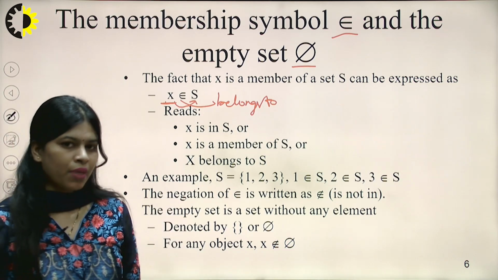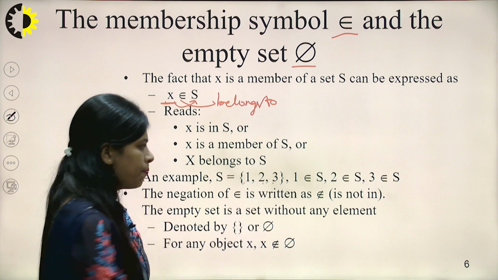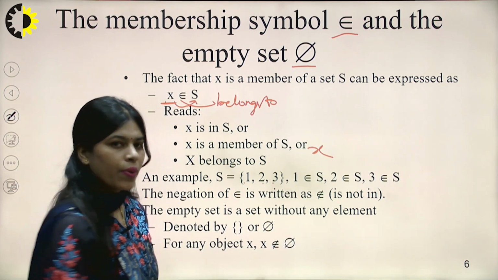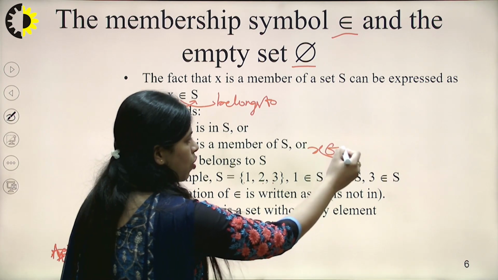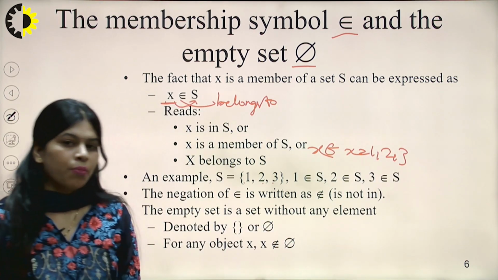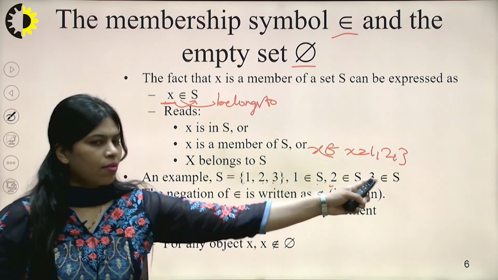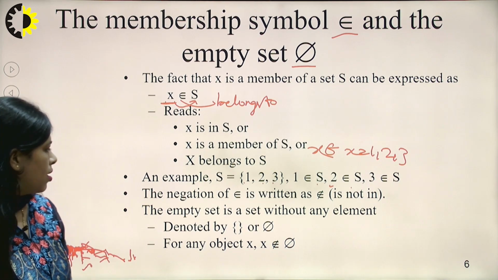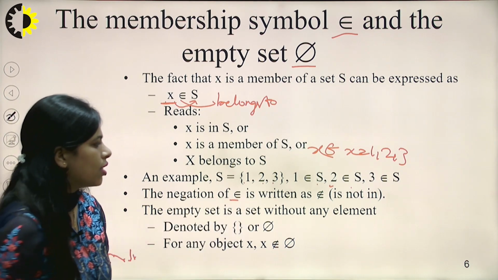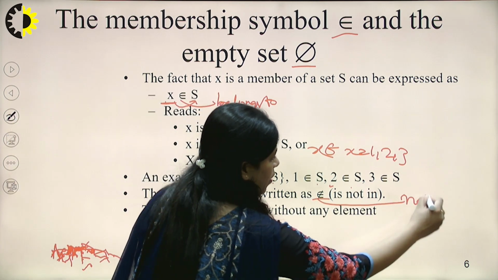Now I am taking an example, the point number second. An example may be: S should be {1, 2, 3}, meaning x is just like a variable which belongs to or which consists of the numbers 1, 2, 3. Means 1 belongs to S, 2 belongs to S, and 3 belongs to S. Now the next point is the negation of belongs to, which is written as does not belong to. It means not belongs to.